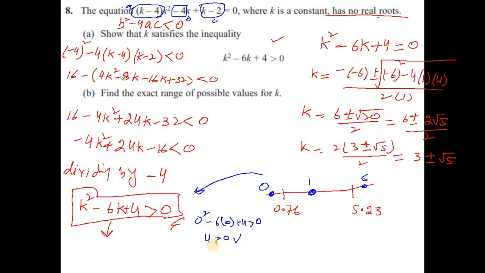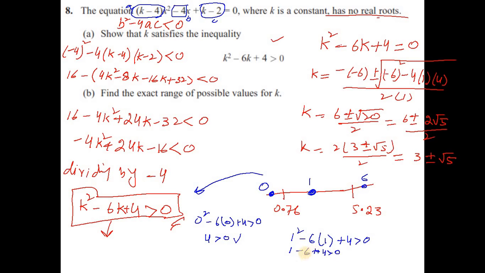And you can do the same thing for the right interval. If the left interval is true, the right interval should be true, and I'm leaving it for you to check. And if left and right are true, then the middle one should be false. You can check by replacing k with 1: 1 squared minus 6 times 1 plus 4 is greater than 0. That means 1 squared is 1 minus 6 plus 4.